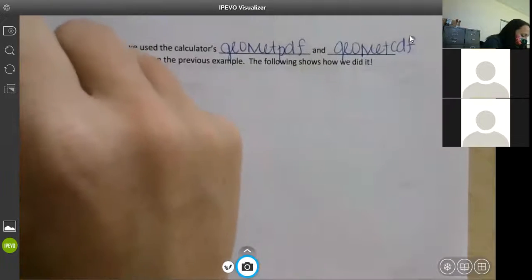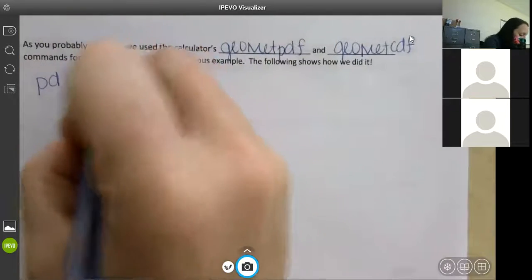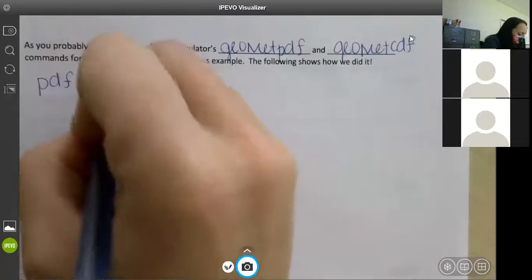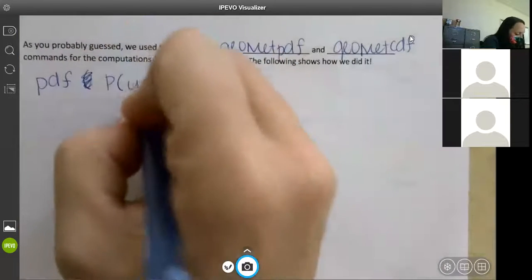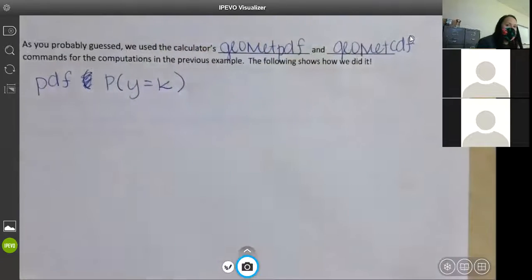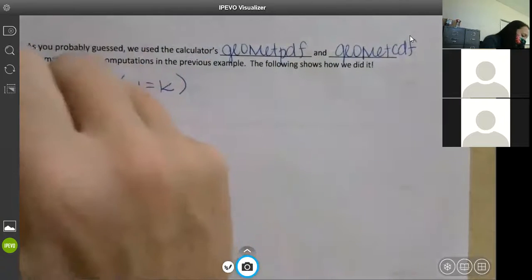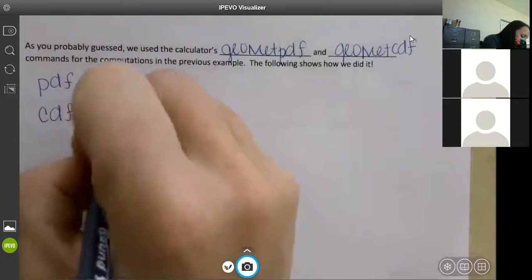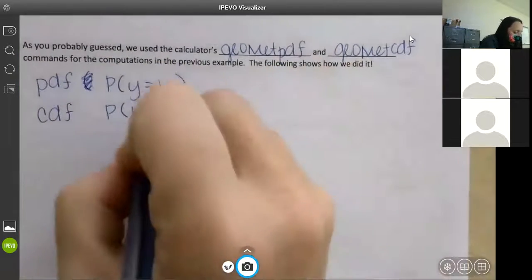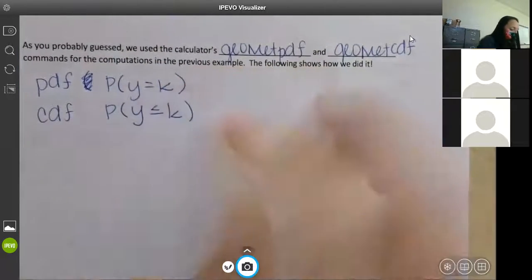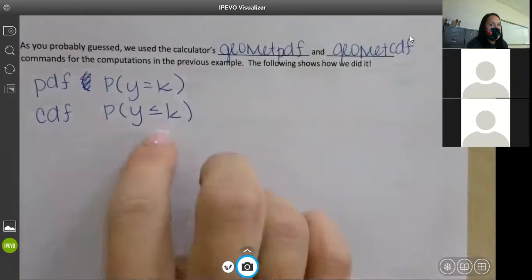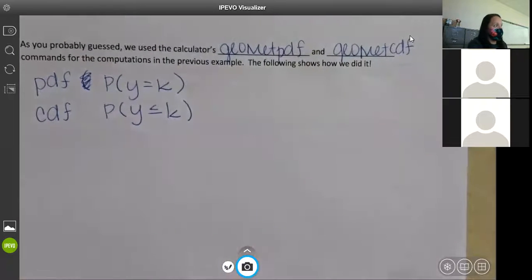So things to remember is that PDF is when the probability of Y equals K. So PDF, because it's perfect, we want exactly that. We're using CDF when Y is less than or equal to K. This is the same way as the binomial. It has to be less than. So if you get a greater than, you have to change it, okay? You have to put in the other number.